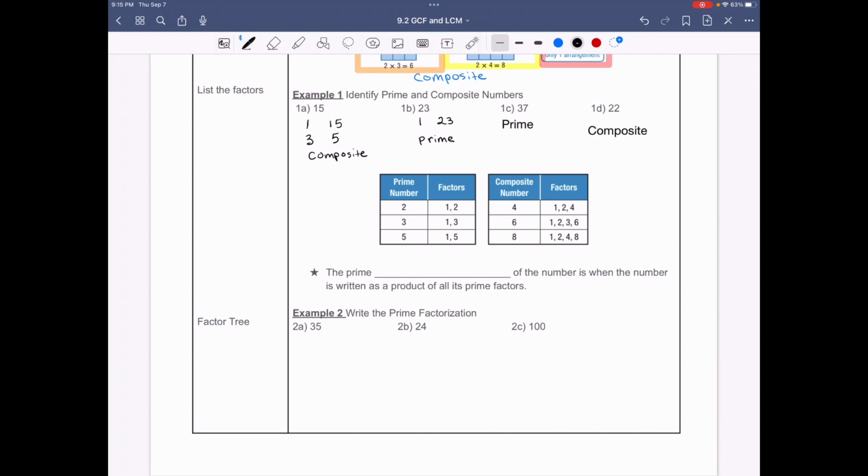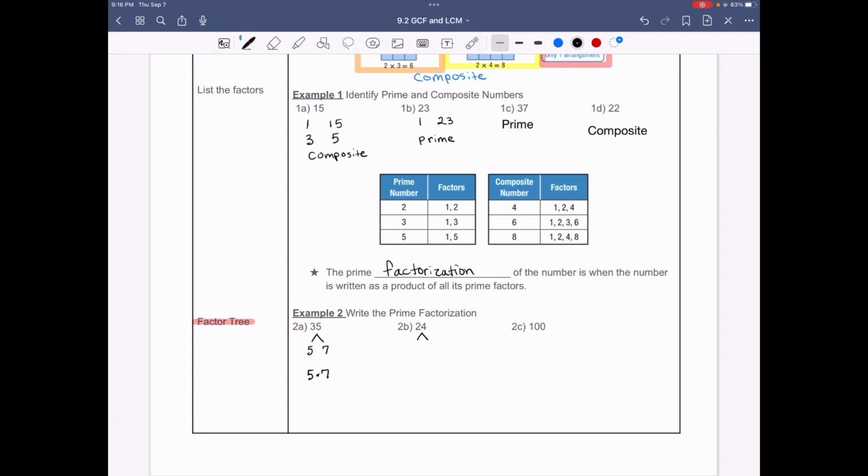Next, we're going to talk about prime factorization. The prime factorization of a number is when the number is written as a product of all its prime factors. So we want to make a factor tree. You can see that I put that in your Cornell notes in the thoughts and questions section. For 35, I would multiply 5 times 7, and those are prime numbers, so I can't factor 5 and 7 any further. So the prime factorization is 5 times 7.